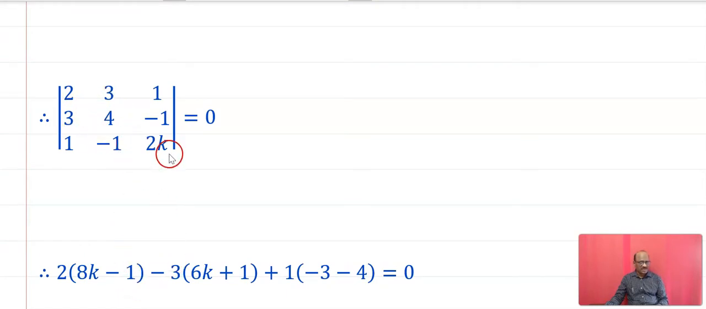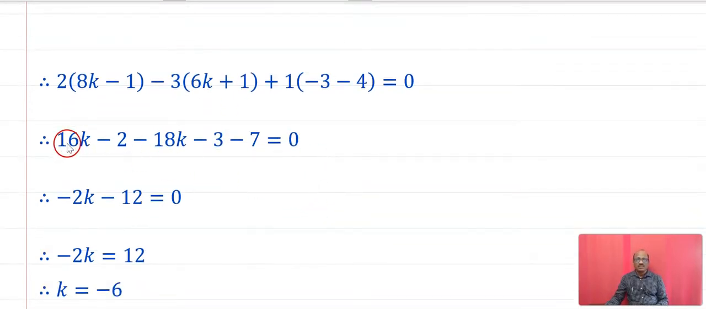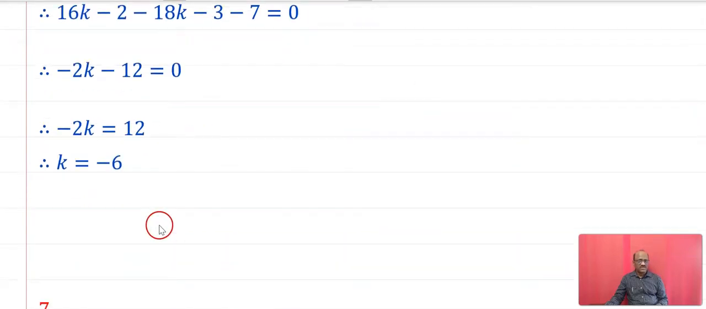Minus 3 in bracket 6k plus 1, that is 3 into minus 1, minus 3, minus 4, and that equals 0. Now again here, 2 into 8k, minus 16k, minus 2, minus 3 into 6k, minus 18k, minus 3, and what about here, minus 7, that equals 0. Minus 16k, minus 18k, minus 2k, minus 3, minus 7, 10, minus 10, minus 2, minus 12. Therefore, minus 2k is equal to 12 and k is equal to minus 6.